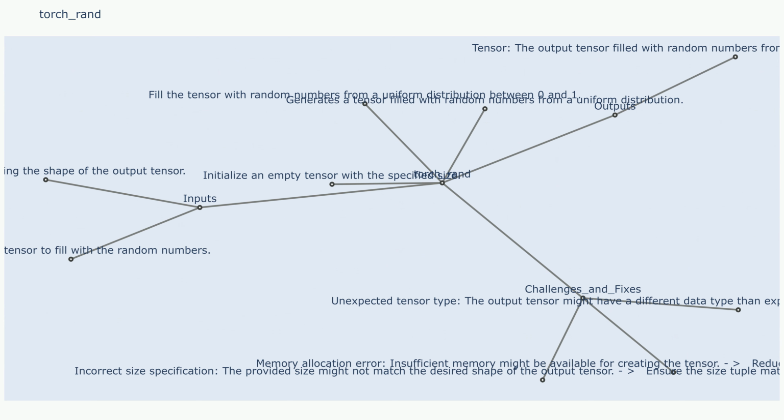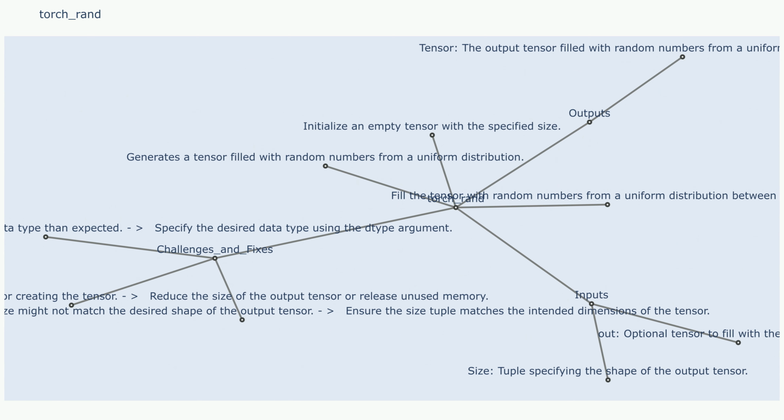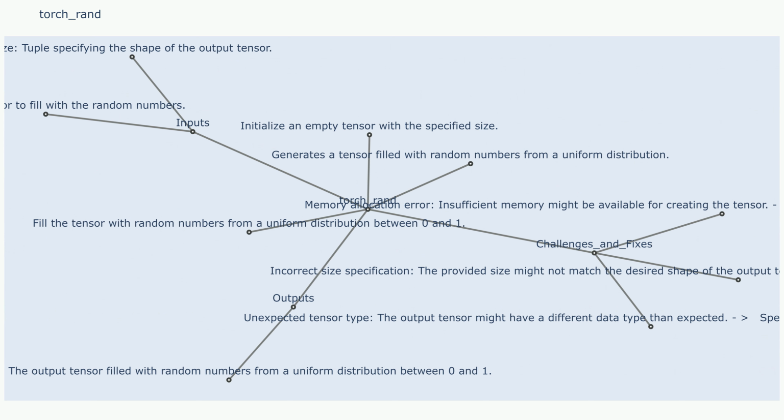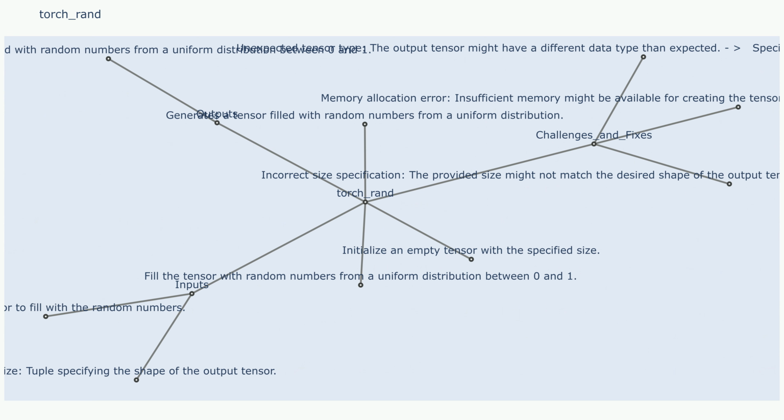Outputs. Tensor. A tensor filled with random numbers from a uniform distribution on the interval [0, 1). The shape of the tensor will match the provided size input. Steps. Determine the desired shape of the output tensor based on the size input. Allocate memory for the output tensor. Fill the allocated memory with random numbers from a uniform distribution between 0 and 1. Return the resulting tensor. Challenges and fixes.